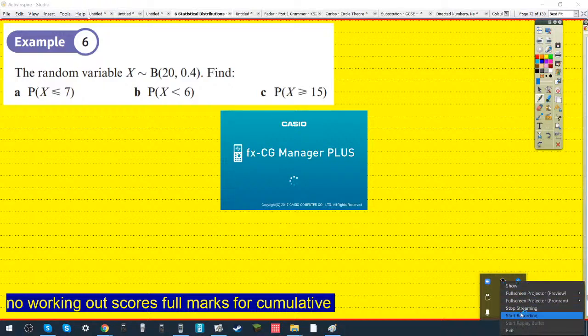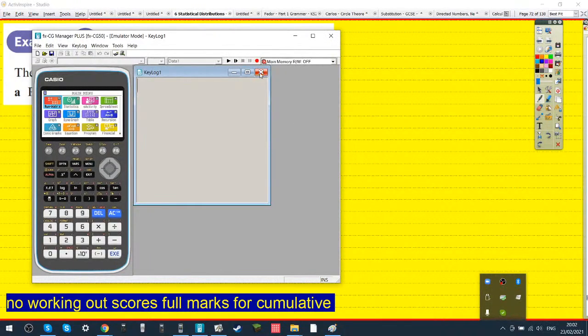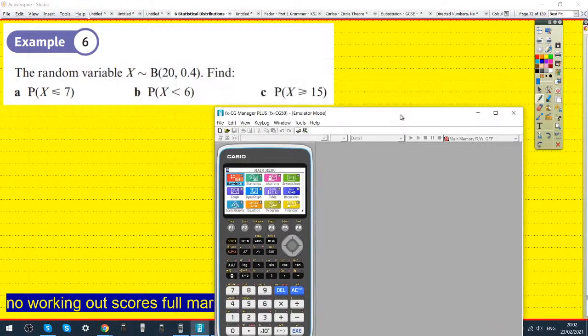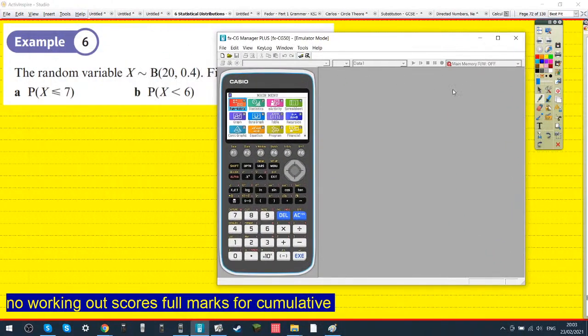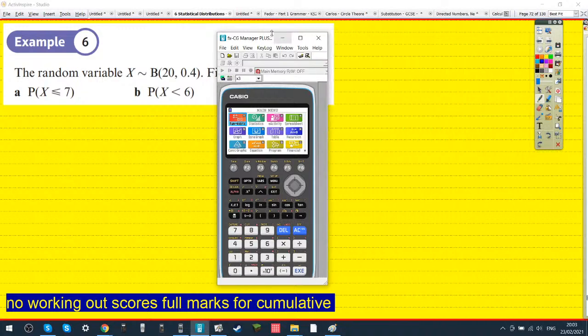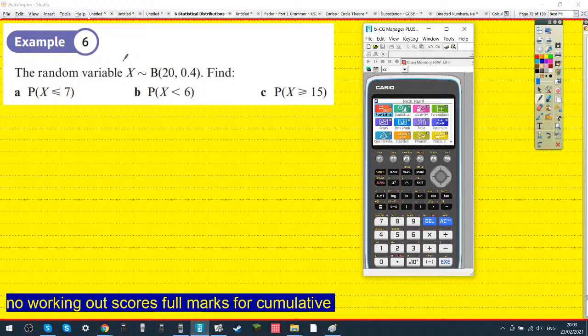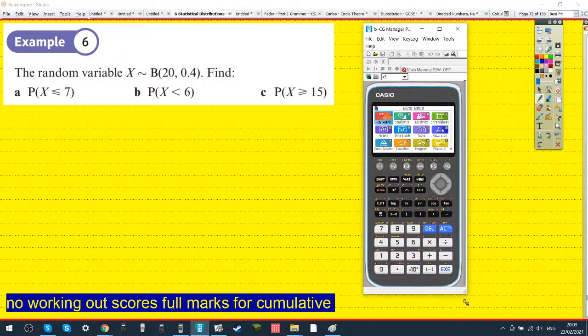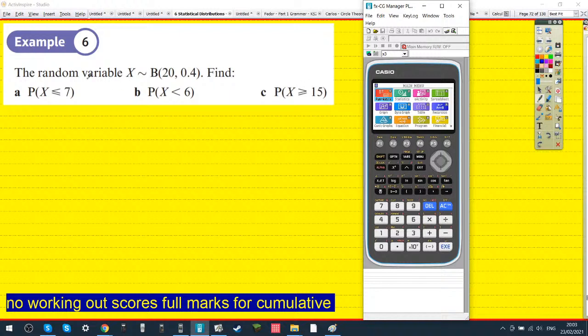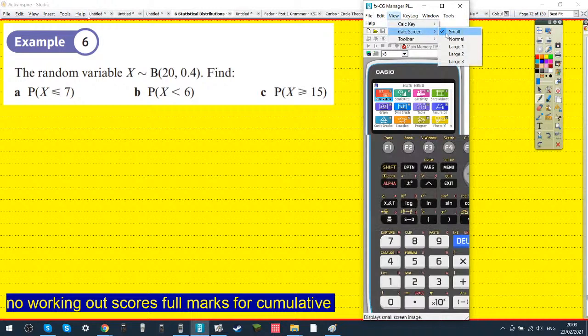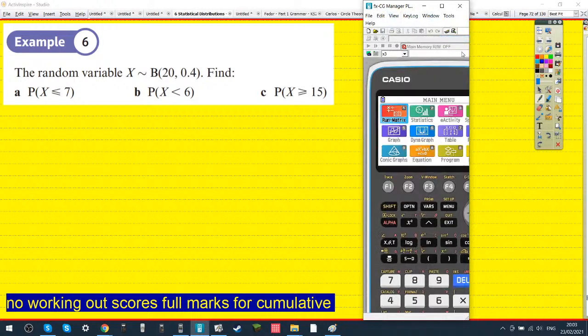This one is something or less, so it's adding up lots of probability. For the first one, we could do the probability of 7 plus the probability of 6 plus the probability of 5, 4, 3, 2, 1, and 0, all out of 20. That would be very long, like 20 choose 7, all of that. Instead, we can just use binomial cumulative. The calculator does it for us.